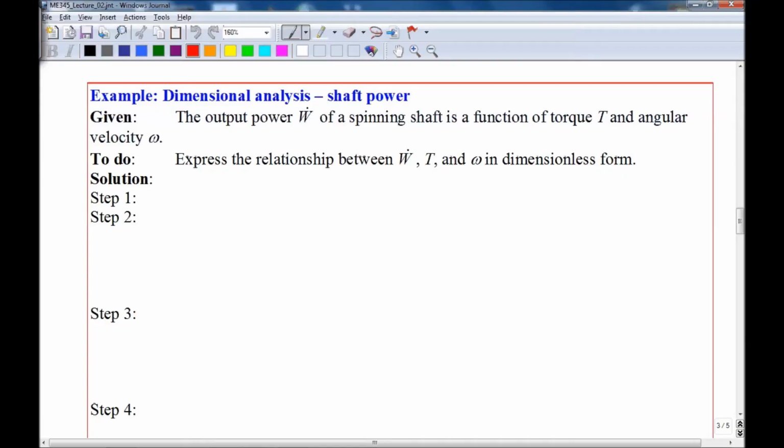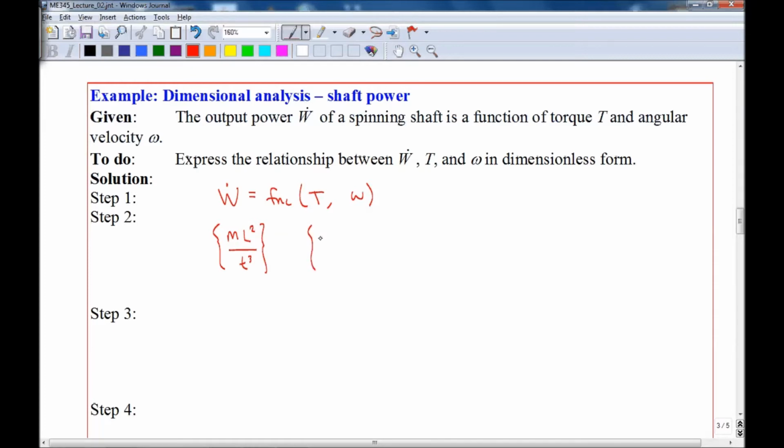Let's do a quick example using dimensional analysis. Here we have output power W dot, shaft power, as a function of torque and angular velocity omega. So step one is to just write out the variables in that form. Step two is to list the primary dimensions of all these variables, in terms of primary dimensions, mass, length, time, etc. The primary dimensions of W dot power are m L squared over T cubed.